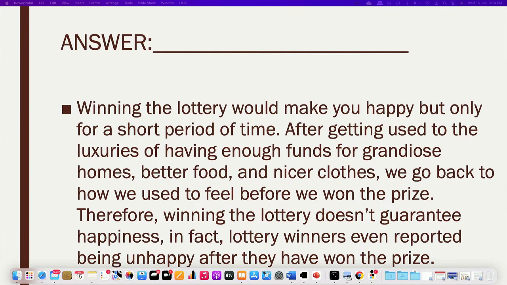So this is the text here. I think you can see the text on the screen. I'm going to read it aloud for you. Winning the lottery would make you happy, but only for a short period of time. After getting used to the luxuries of having enough funds for grandiose homes, better food and nicer clothes, we go back to how we used to feel before we won the prize. Therefore, winning the lottery doesn't guarantee happiness. In fact, lottery winners even reported being unhappy after they have won the prize.